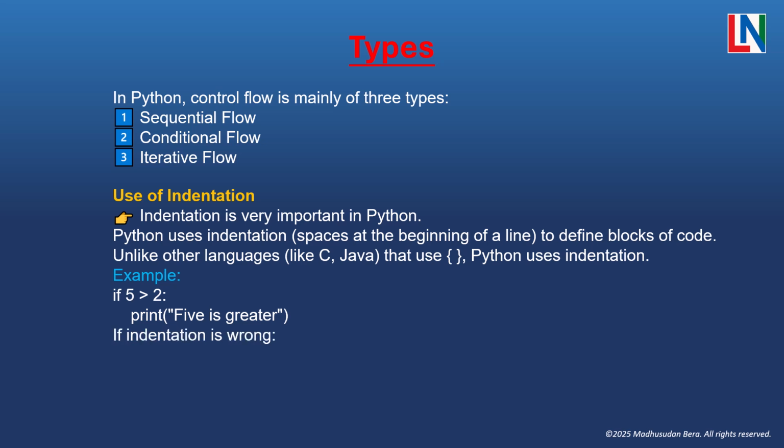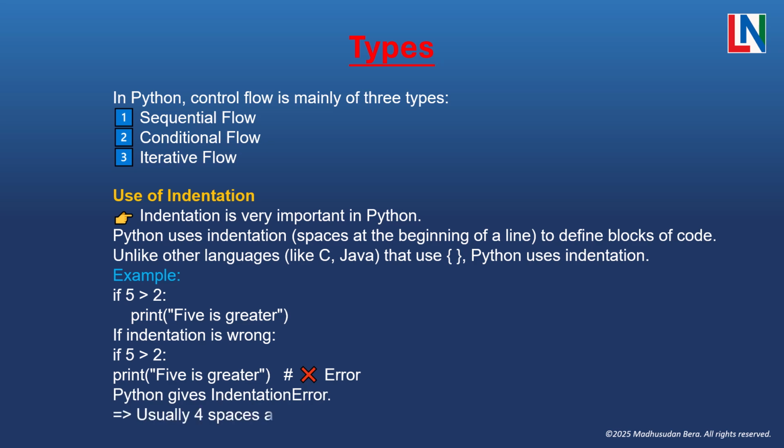For a wrong indentation, for example, if 5 > 2: print("5 is greater"), here indentation is not given, so it will provide an indentation error. That implies we must use at least one space, or a maximum of 4 spaces.